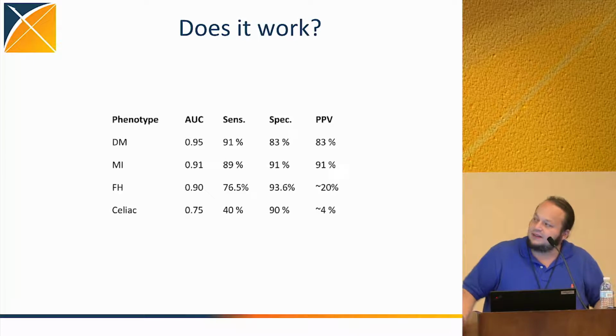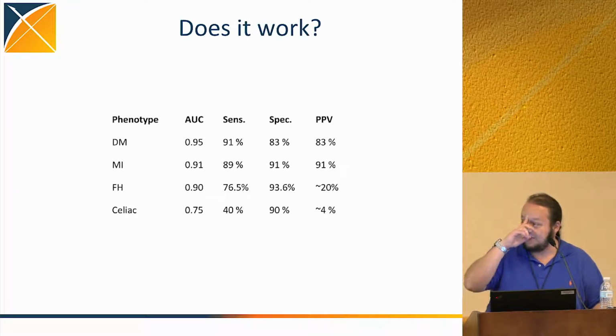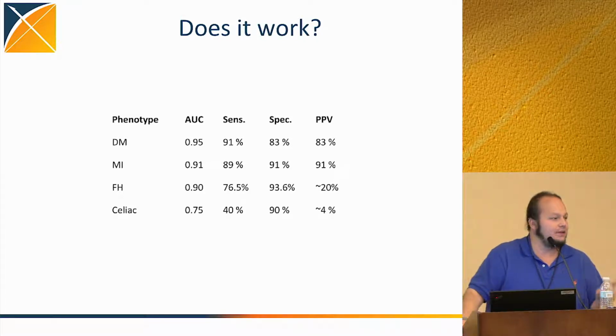So we were pretty good with diabetes. We were pretty good with MI. FH is a little bit not that great in terms of PPV, and celiac is even worse than that. So there's certain types of conditions, and you can extrapolate from this that for some conditions it might not be that great.